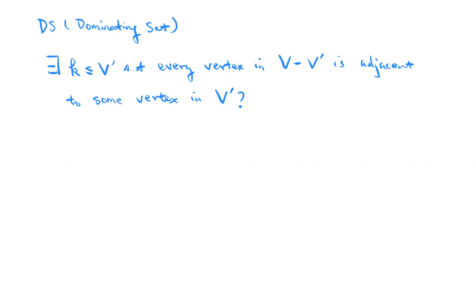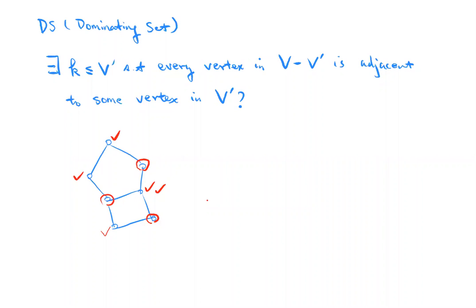So for example, if we choose a vertex here, it will dominate this vertex, this vertex, this vertex. If we choose this vertex here, it will dominate this vertex and this vertex. So in this case, I guess the solution is still 3. I also need to choose this vertex.